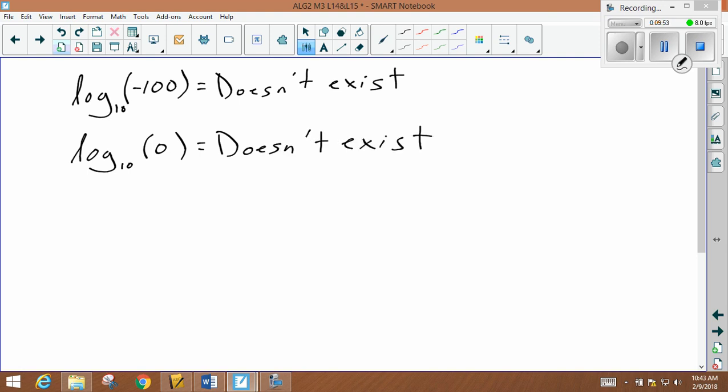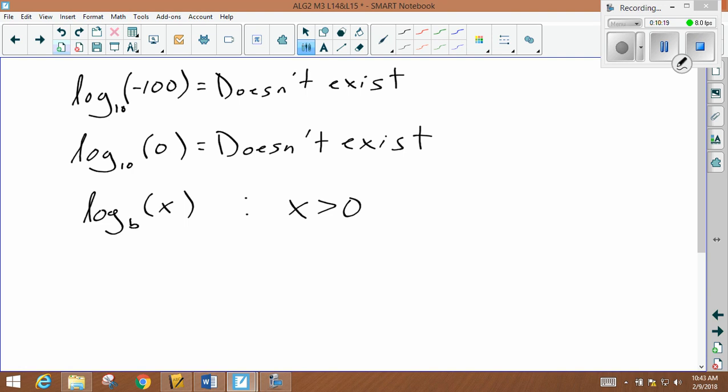So there's a rule then that says that if I have some log base b of x, it has to be the case that x is greater than 0. No matter what. Okay? It can't be 0, and it can't be negative. That's what that says, alright? So that's what we're checking for.